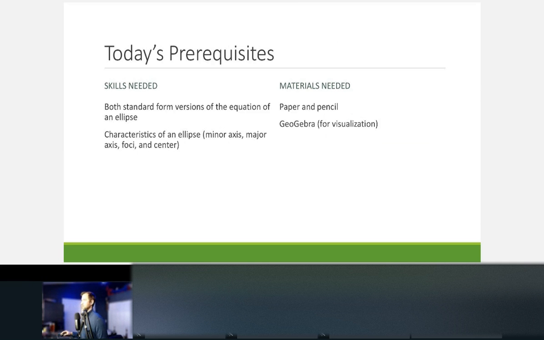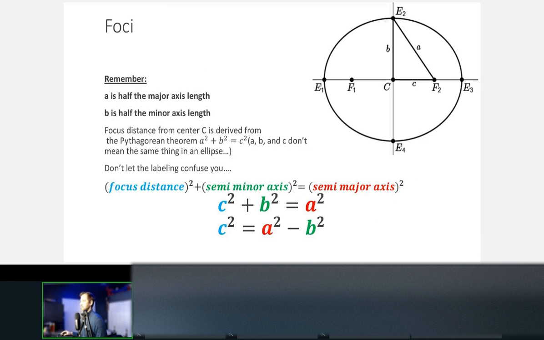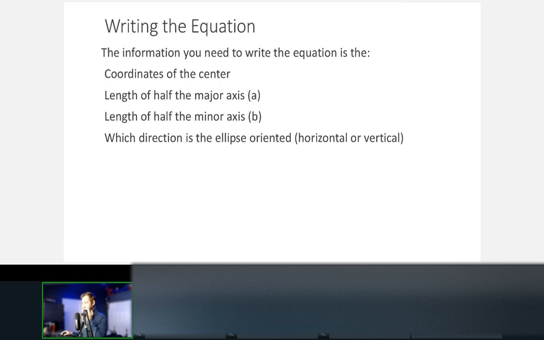Okay. Paper, pencil, Desmos, GeoGebra. All right, this is just recapping. This is nothing new. This is from day 1. Just shows the 2 equations of ellipses and the little diagram that goes along with it. Same thing for this page. This is from day 1 of ellipses. So I'm going to skip past this.